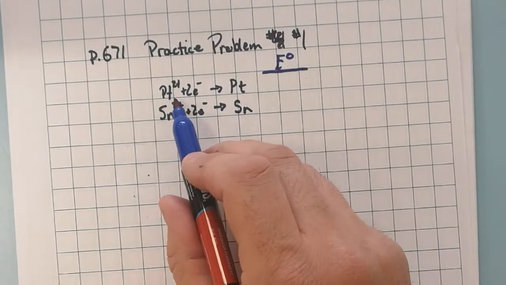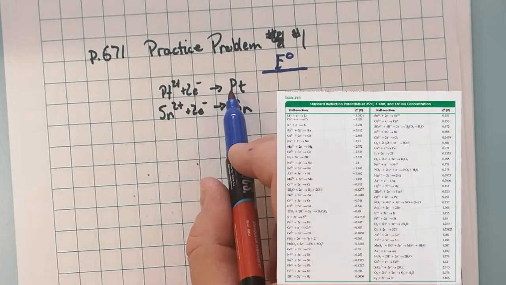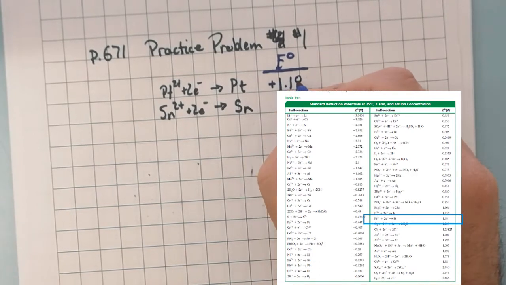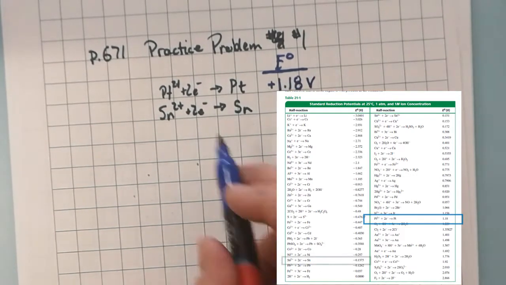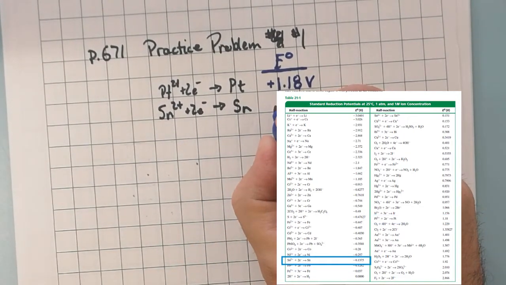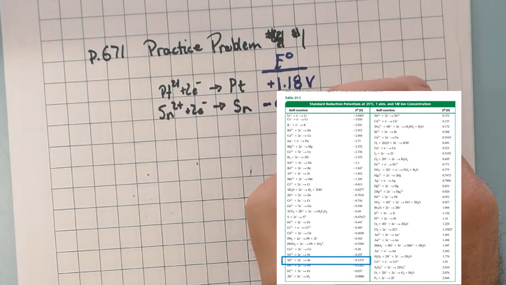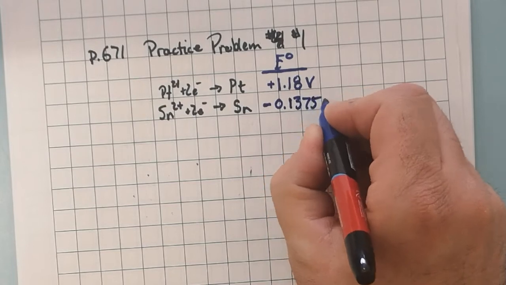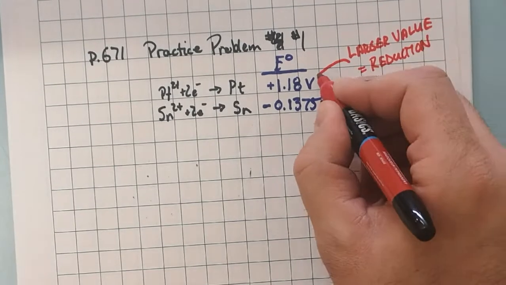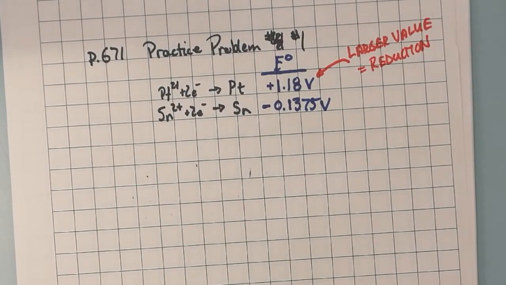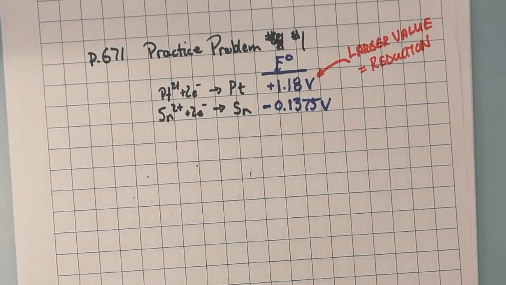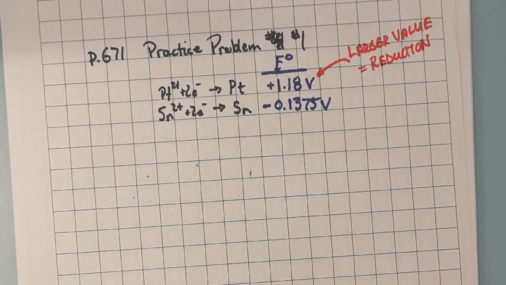When we look up the reduction of platinum by 2 electrons, we get a reduction potential of positive 1.18 volts. When we look up tin 2 plus being reduced into tin atoms, we end up with a negative 0.1375 volts. The larger of these two values is the reduction reaction that will occur. The smaller of the two values is the reduction that will not occur, but rather it will be an oxidation reaction.